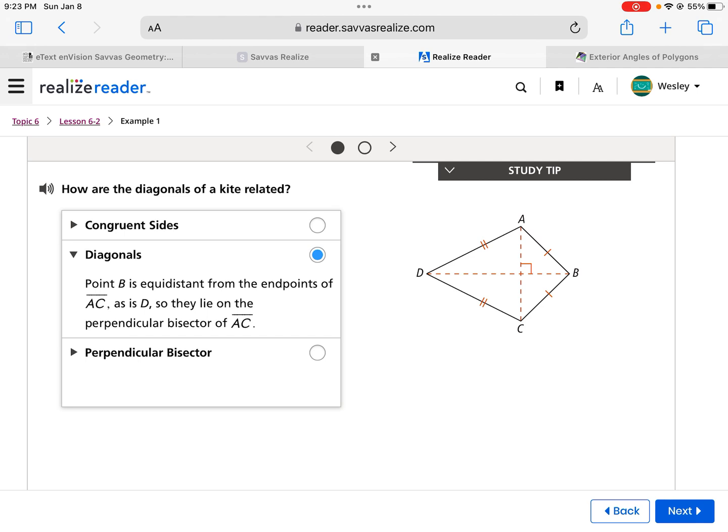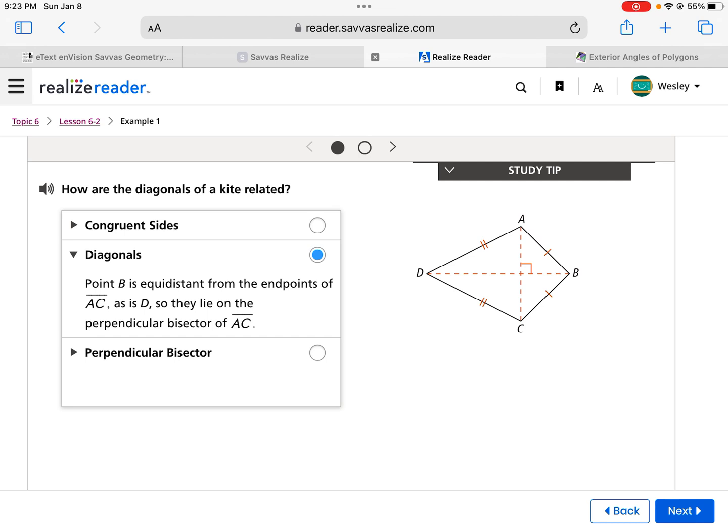We also know this about the diagonals, and this is specifically what the question is asking. The diagonals are formed by connecting A to C diagonally across the kite, and DB across the kite forms that diagonal. And here's what you notice.